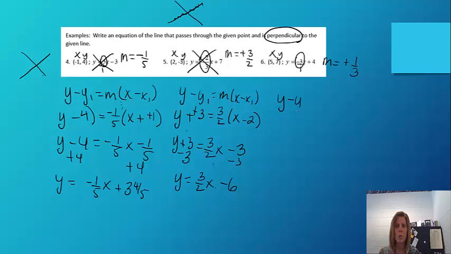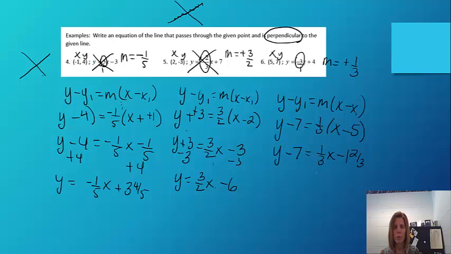I have y minus y sub 1 equals m x minus x sub 1. Let's plug stuff in. Y minus, my y value is 7. My m is 1/3. X minus my x is 5. So here we go. I have y minus 7 equals 1/3 x minus 1/3 times 5. Your calculator would definitely give you 1 2/3 for that one. And then just to finish up, we will add 7. So I'll get y equals 1/3 x. And then if you do negative 1 2/3 plus 7, you will get 5 1/3. So hopefully you got that answer.